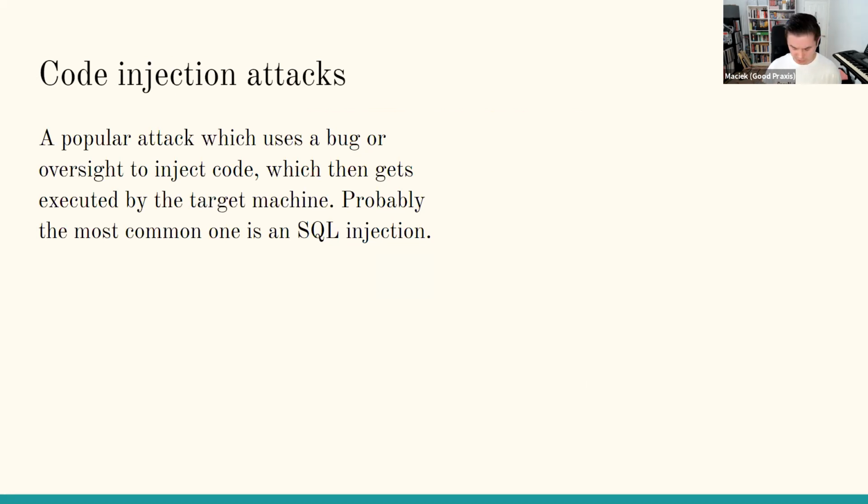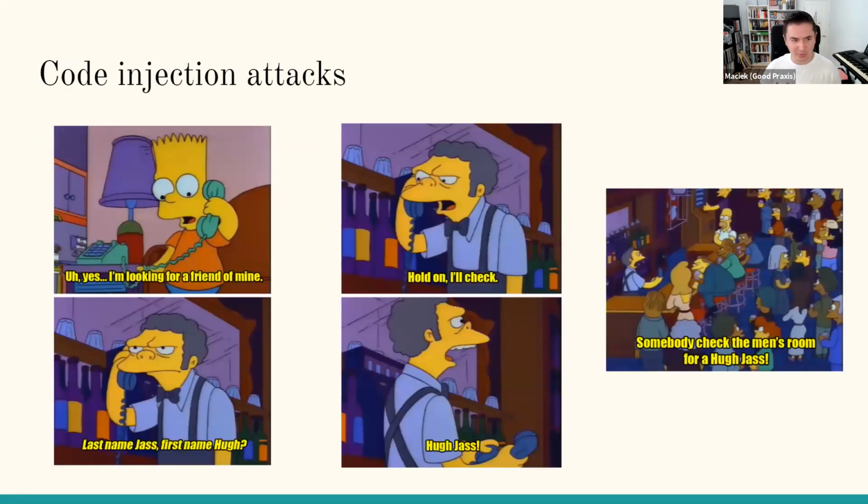Right, so what do I mean by code injection attacks? You know this silly joke, right? When you call the train station or a bar and say, like in the Simpsons, "Yes, I'm looking for a friend of mine. Hold on, I'll check. Last name Jas, first name Hugh. Hold on, I'll check. Hugh Jas, somebody check. I'm looking for a Hugh Jas," and everyone laughs. It's so funny, right? Basically you've made the bartender say something silly that wasn't intended, just by injecting the words. Silly joke, but it actually explains how code injections work.